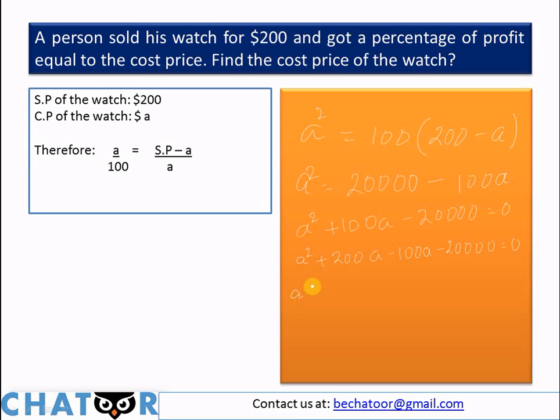So then we go ahead and solve it. A into A plus 200 minus 100 into A plus 200 is equal to 0. So we have A minus 100 is equal to 0, or A plus 200 is equal to 0. Therefore A is equal to 100, or A is equal to minus 200. Now A cannot be minus 200 because it is the cost price of a watch. So obviously the answer is A is equal to 100.